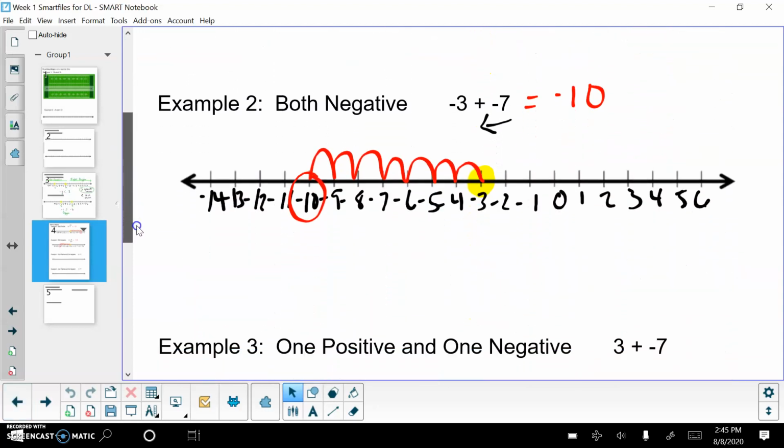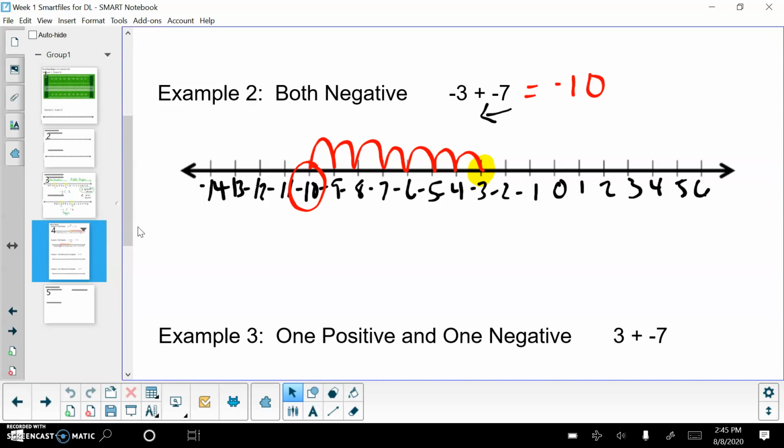And then also when both of them were negative, in a complete reversal, they traveled down the left side of the number line. You added the numbers, but the answer ended up being negative because it was down the left side past the zero.